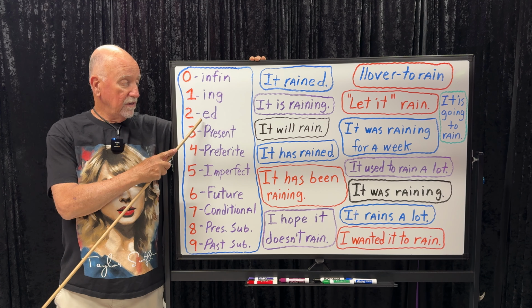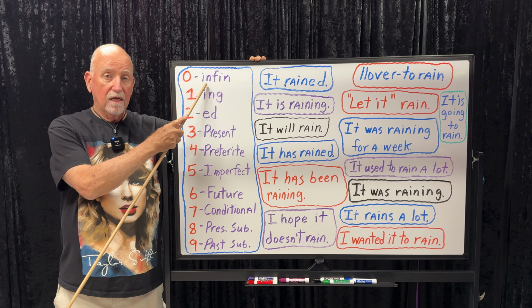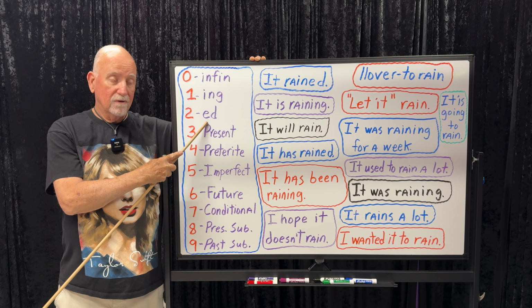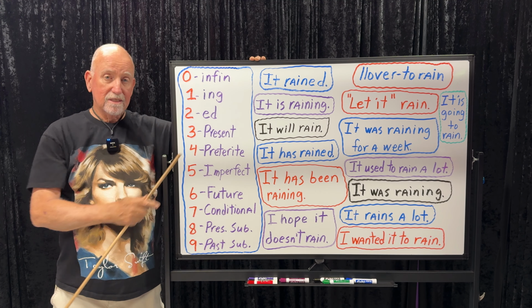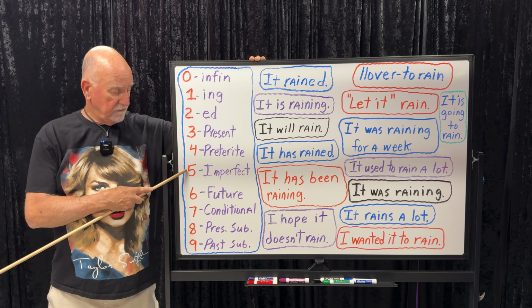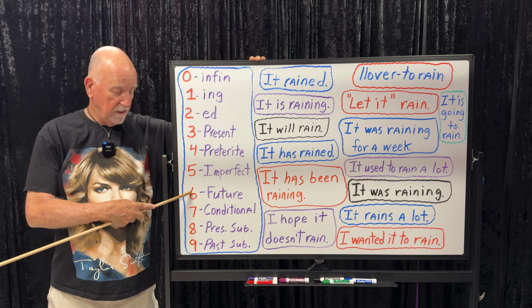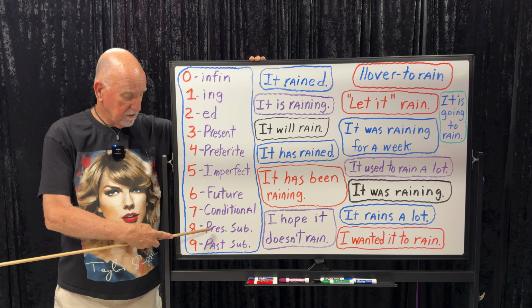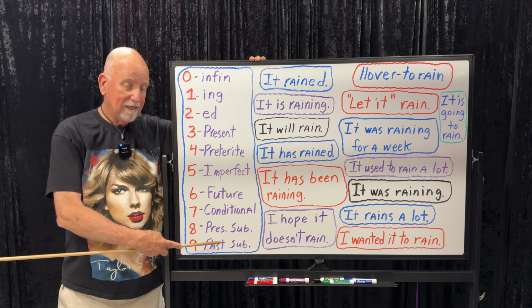This is the ado, ido. This is AR, ER, IR. This is the ando, yendo. And this is the ado, ido. We have the present tense, number 3. 4, we have the preterite. 5, we have the imperfect. 6 is future, which is will. 7 is conditional, which is would. Then we have our 2 subjunctives, present subjunctive and past subjunctive.